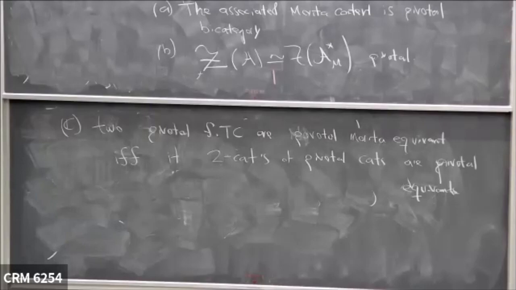Also, with pivotal module categories, Shimizu has some result that the internal Homs are symmetric Frobenius algebras. So do you think a general result for pivotal bicategories would be true, where you get that result as a special case? I don't remember. No, I don't know the answer.